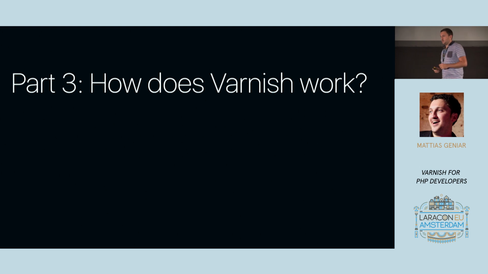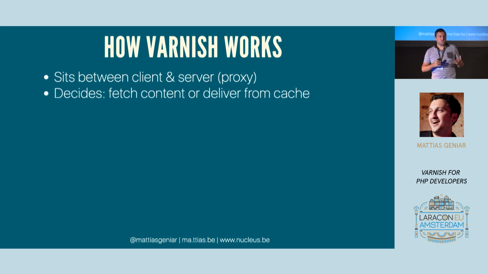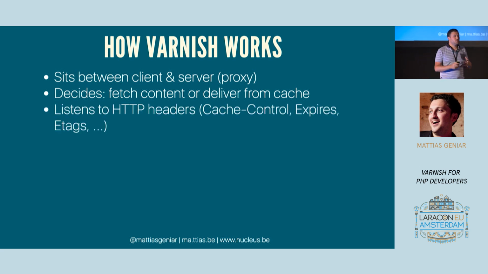Now, how does Varnish work? It sits between a client, meaning a browser, and your Apache or your Nginx web server. So it acts as a proxy. And in that role of a proxy, it will decide for the request that comes in if it can respond with something from its cache, or if it should fetch it from the Apache or Nginx backend. To do so, it listens to the HTTP headers, both sent by the client and those responded to by the server. The most common ones you'll see are the cache control expire headers. If you're just getting started with implementing Varnish, only look at those because those are the most important ones.